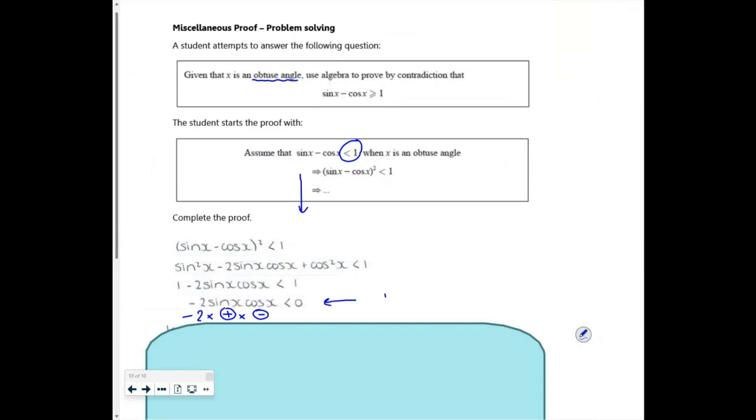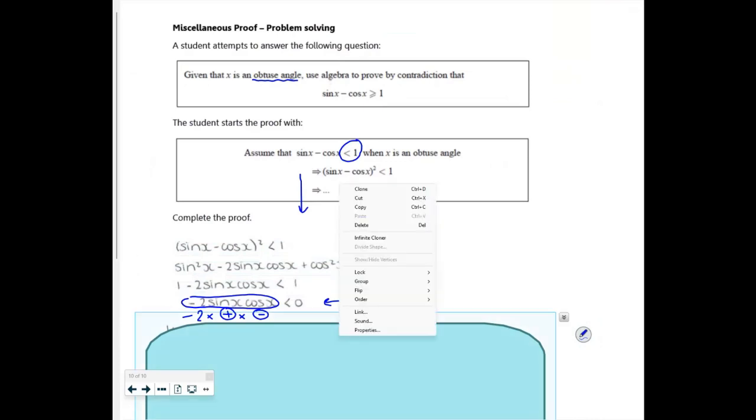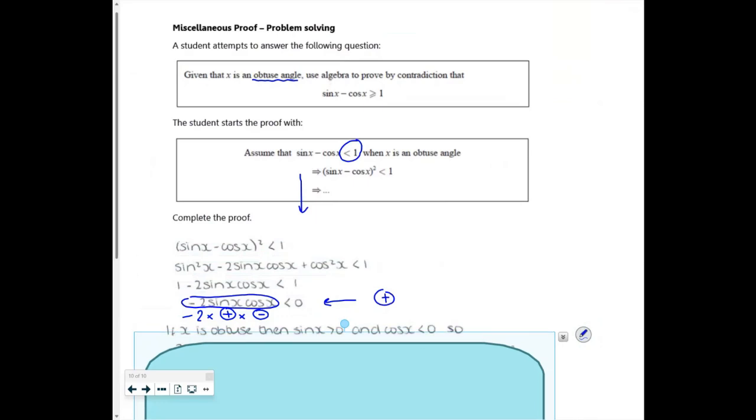So that's going to give me a positive on the left and a negative on the right. Now that contradicts it, because what I'm saying is that this is negative. So that's what I was trying to say, that this bit here is negative, but it's not, it's positive. The minus 2 sine x cos x can only be positive. But my thing that I've got is saying that it's negative.